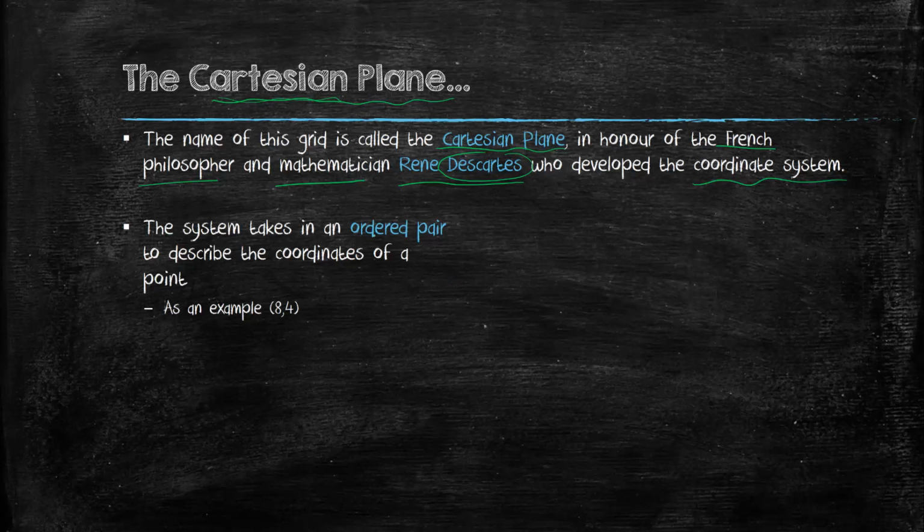So the system takes in an ordered pair to describe the coordinates of a point. As an example, 8 and 4. And it's written this way in brackets or parentheses. So you open up the bracket, you write the first number, 8, for example. You then write a comma, then you put the second number, 4, and then you close the bracket. So let's look at what this ordered pair means.